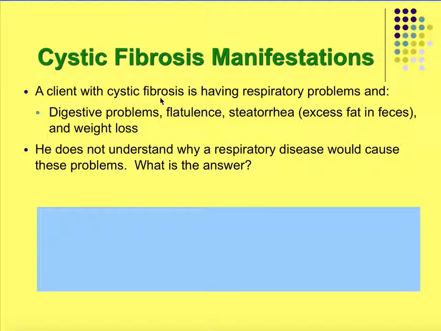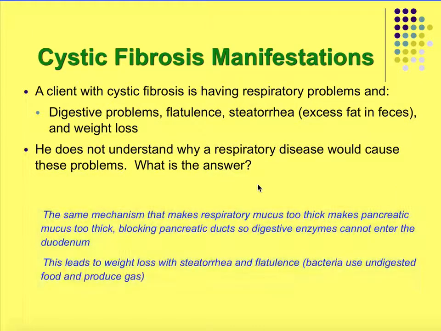Well, we know that cystic fibrosis is going to lead to dehydration and very thick mucus. And that thick mucus doesn't just happen in the respiratory system, it also happens in other areas of the body, including the GI tract. And so the thick mucus in the GI tract is causing these GI issues like fat in the feces, excessive gas as bacteria is trying to eat off of the undigested food and they produce excess gas.